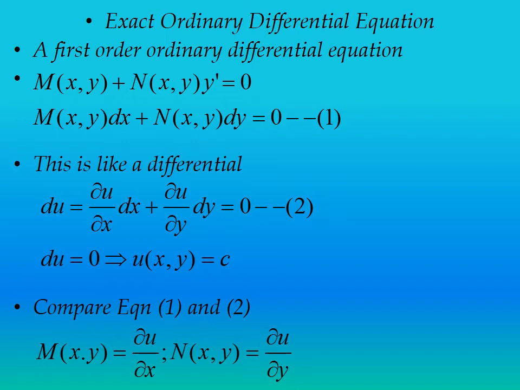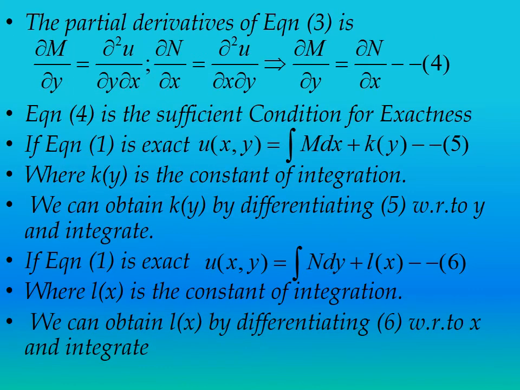Now you compare these two equations, then M(x, y) = ∂u/∂x and N(x, y) = ∂u/∂y. So if you take a partial derivative of the above equation, then ∂M/∂y = ∂²u/∂y∂x and ∂N/∂x = ∂²u/∂x∂y. That implies ∂M/∂y = ∂N/∂x. So here, if this is the case, then it is the sufficient condition for exactness.